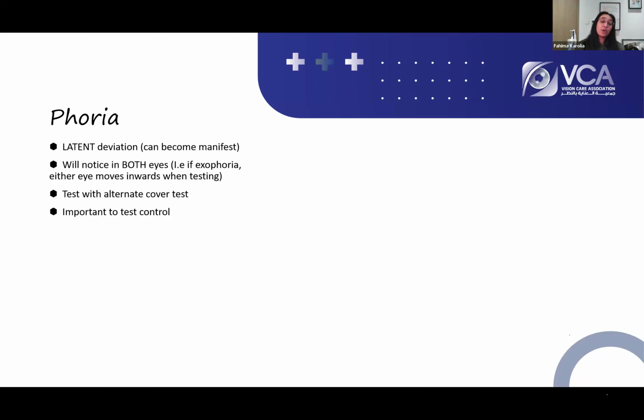And it's also important to test the control. So what does that mean? We do an alternate cover test, and then when we get to one eye, so we know, okay, Fahima's got an exophoria, we get here and then we move the cover away. And as we're moving the cover away, we're looking: is Fahima fixing in the center again, or is Fahima's eye now turning outwards? Has she become manifest? Because it is possible that a latent deviation can become manifest. We normally call them intermittent squints as well.